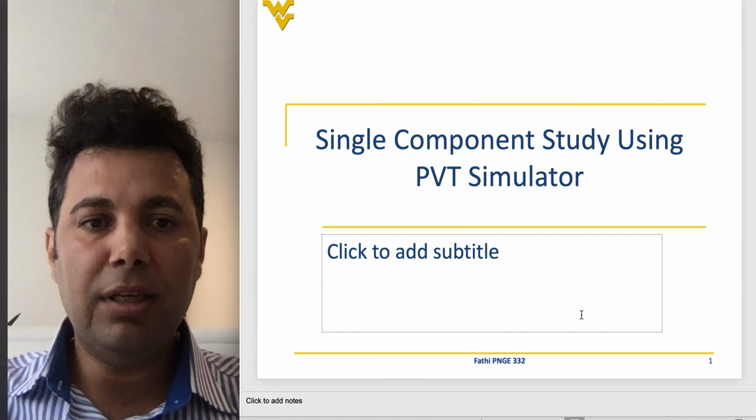obtained. Because if you don't know, you're just taking the sample, sending it to the lab, and the lab comes back with some PVT analysis, and you don't know how they have measured these properties, basically you cannot have a good judgment on how to use that.